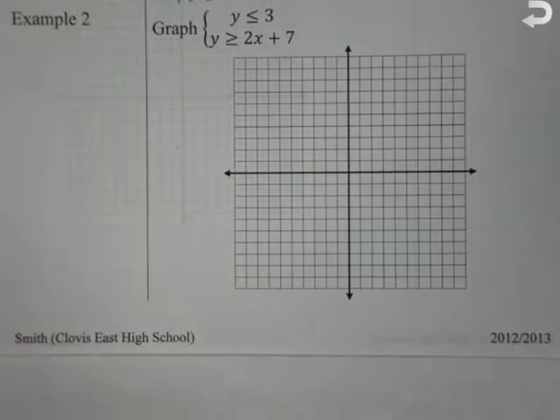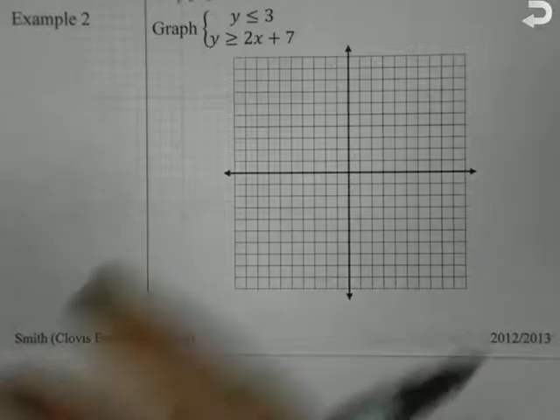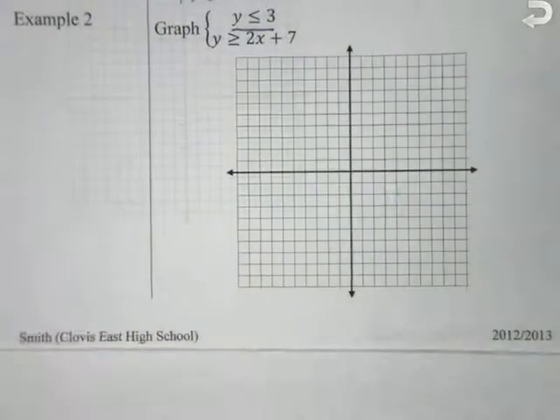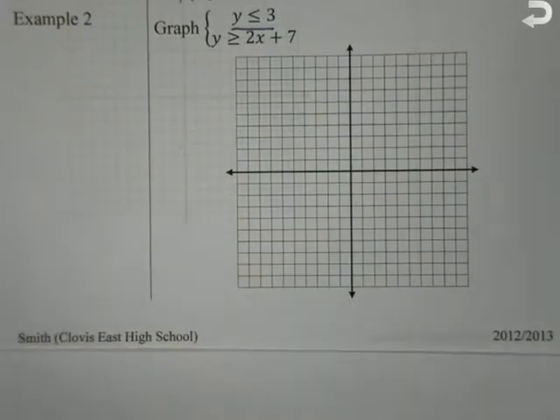Okay, let's graph the first line. I'm going to do it in purple. So y less than or equal to 3, that's what we want. Okay, is this slope-intercept, standard form, or one of our special lines? It's a special line. Which one is it? Is it vertical or horizontal?